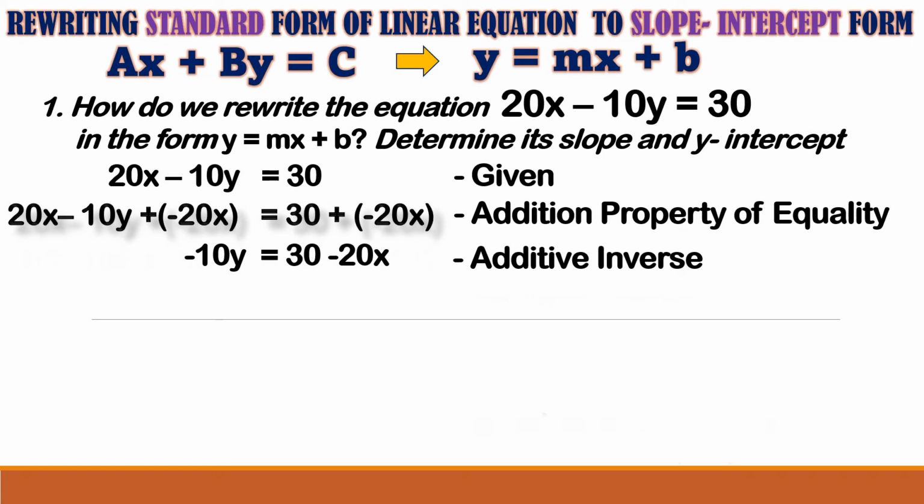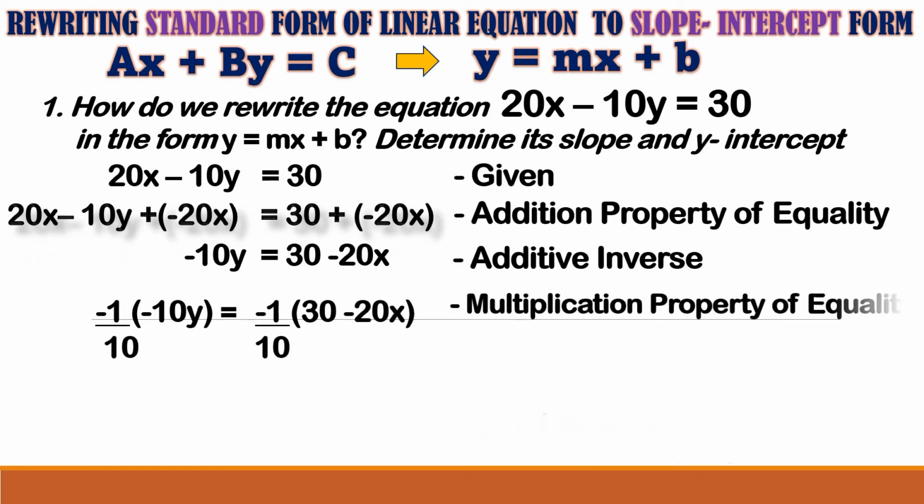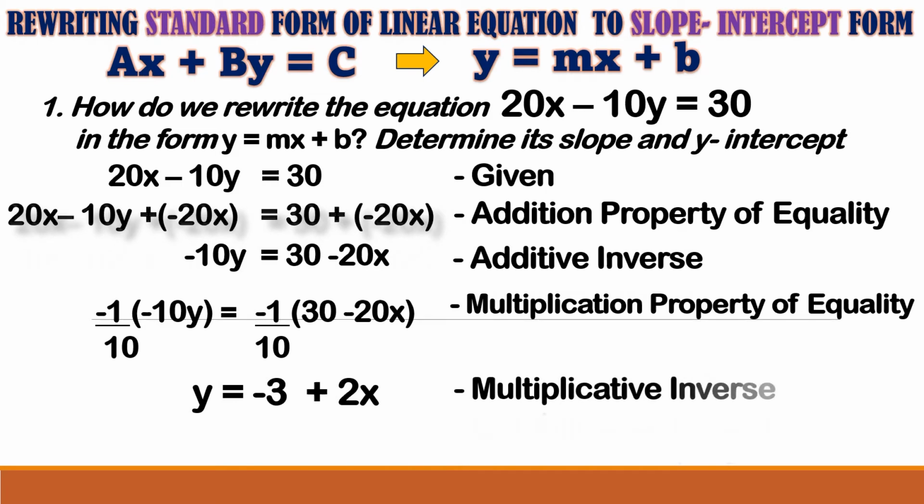Next, we're going to eliminate the coefficient of negative 10y. So what are we going to do? We're going to apply the multiplication property of equality. Here, we're going to multiply negative 1 over 10 to both sides of the equation. And by applying the multiplicative inverse, we have the equation y equals negative 3 plus 2x.